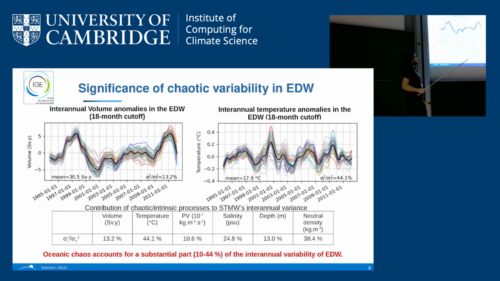And depending on the variable that you look at in the 18-degree water, you can see that the chaotic variability is 10 to 44% of the total interannual variability. So even for mode water, for something that's controlled or formed with a very strong seasonal cycle, we simply cannot neglect the impact of chaotic variability.